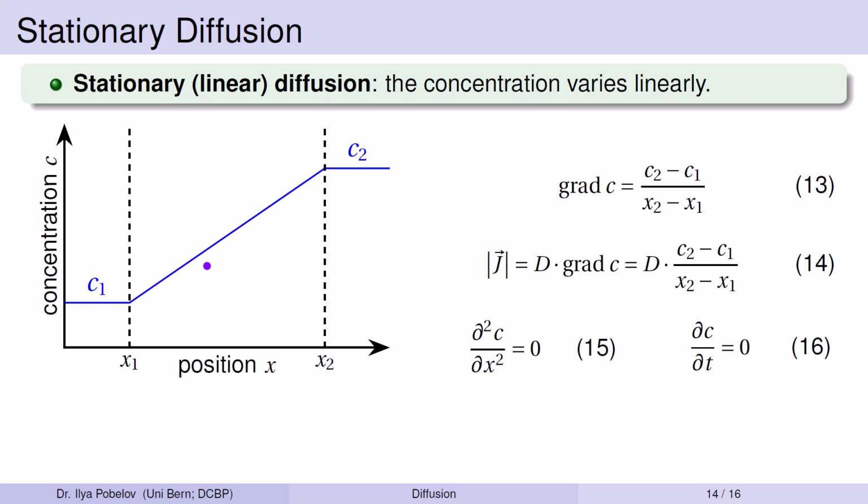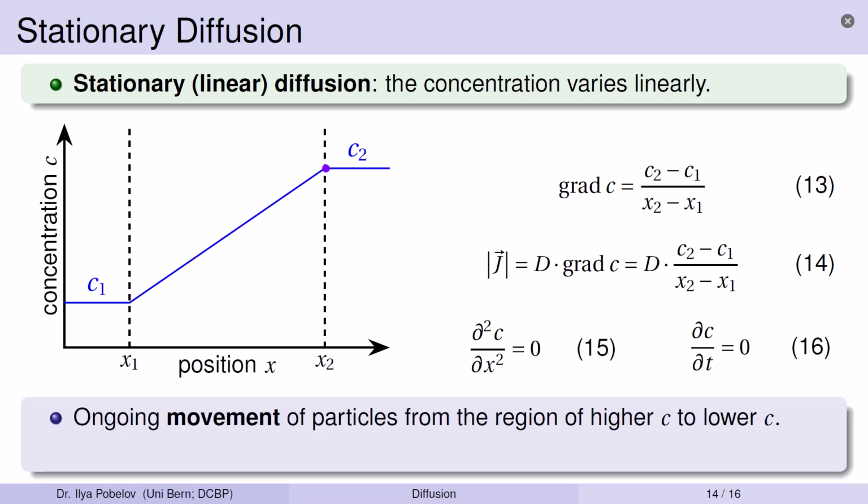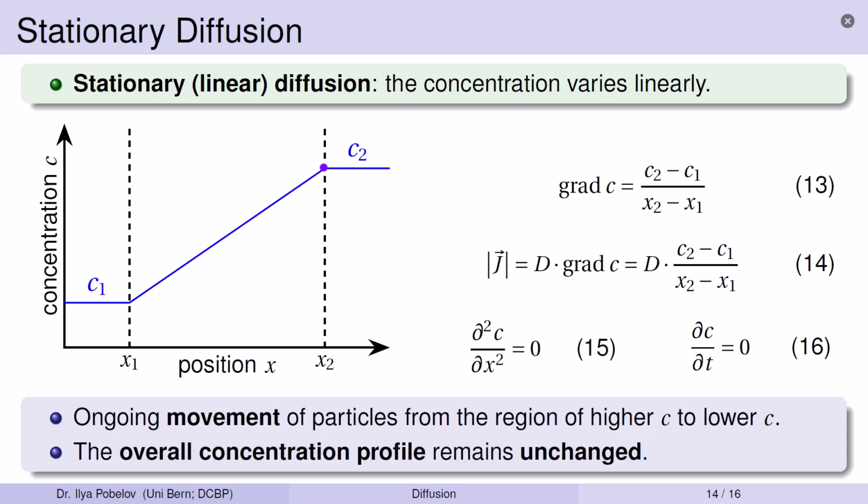It implies that the concentration within this region does not change over time. The diffusion takes place in a stationary state, despite the ongoing movement of particles from the region of higher to that of a lower concentration. The overall concentration profile remains unchanged. This stationary diffusion is an important example of diffusion processes and is necessary for understanding certain steady-state processes.